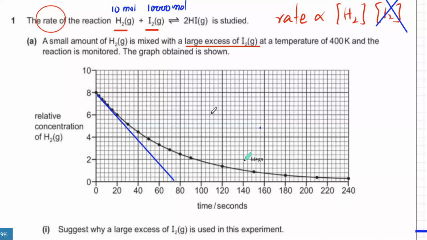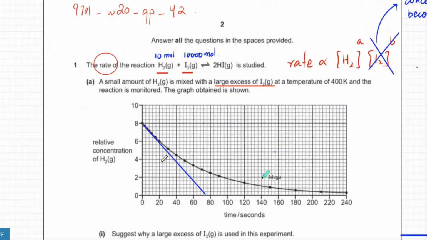For zero order, the graph is a straight line because the rate of the reaction is not going to slow down as the concentration of H2 decreases, because it's not dependent on it. So for zero order, the line would be a straight line because the rate would be unaffected by the decreasing H2 concentration. This one is probably order one.